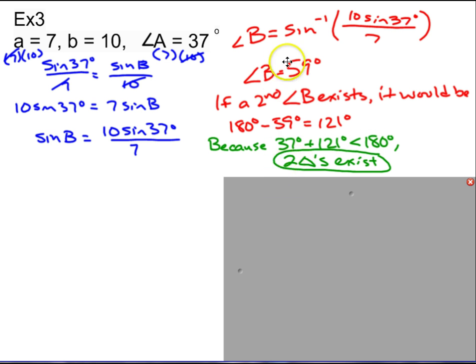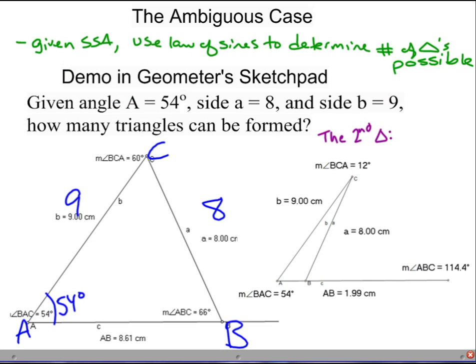One with a 59-degree angle, one with a 121-degree angle, and just like the one we looked at before that had two triangles, both the angle Bs in this case were supplementary. That's the same situation.